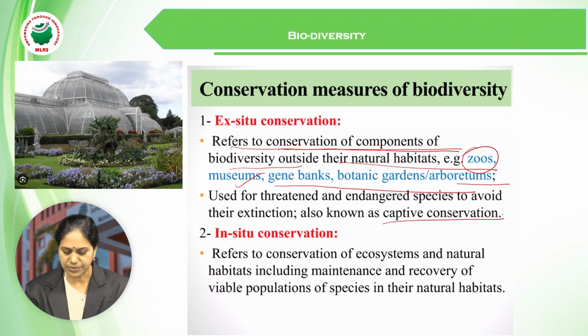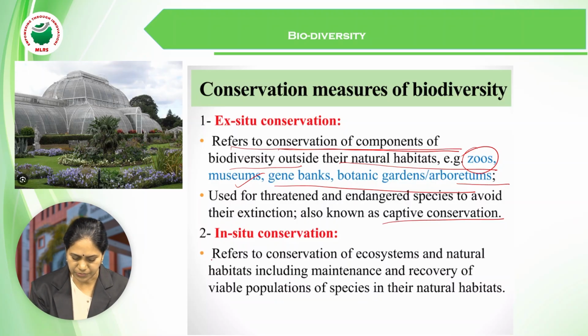So, captive conservation or ex situ conservation, the same meaning. These are very famous examples: the zoo, arboretums, or what we call botanical gardens, and aquariums. All of these come under ex situ conservation of biodiversity.